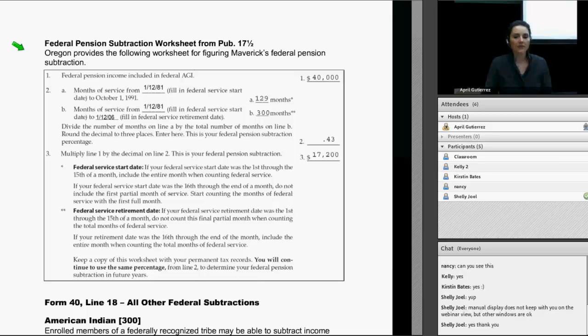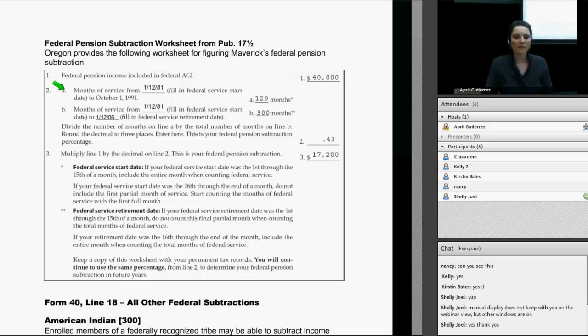Okay, now Oregon does provide a worksheet for figuring the federal pension subtraction. If you understand the formula, you do not need the worksheet. But just to show you how it works, I did copy it into your manual and I even filled it out for you. The starting point is, what is the federal pension that was included in federal adjusted gross income?